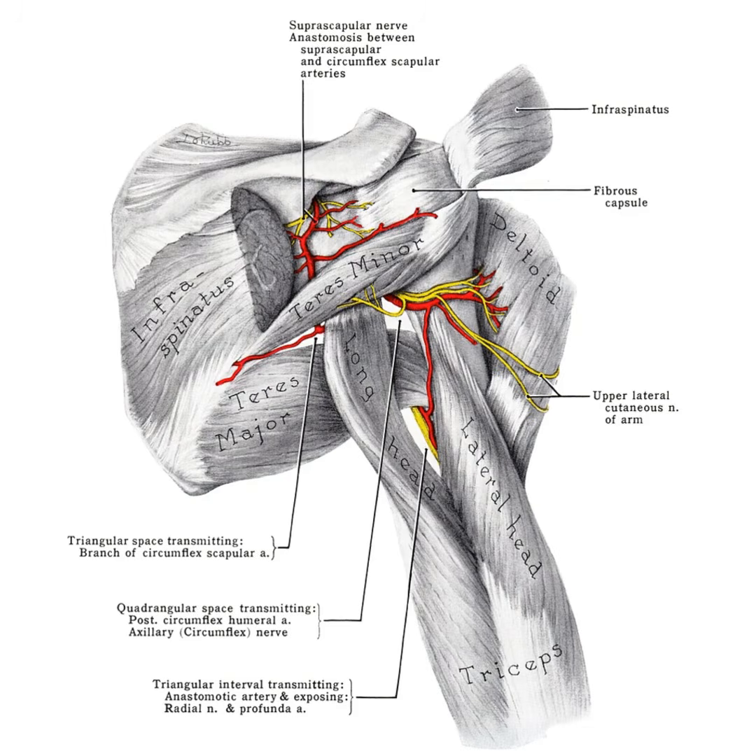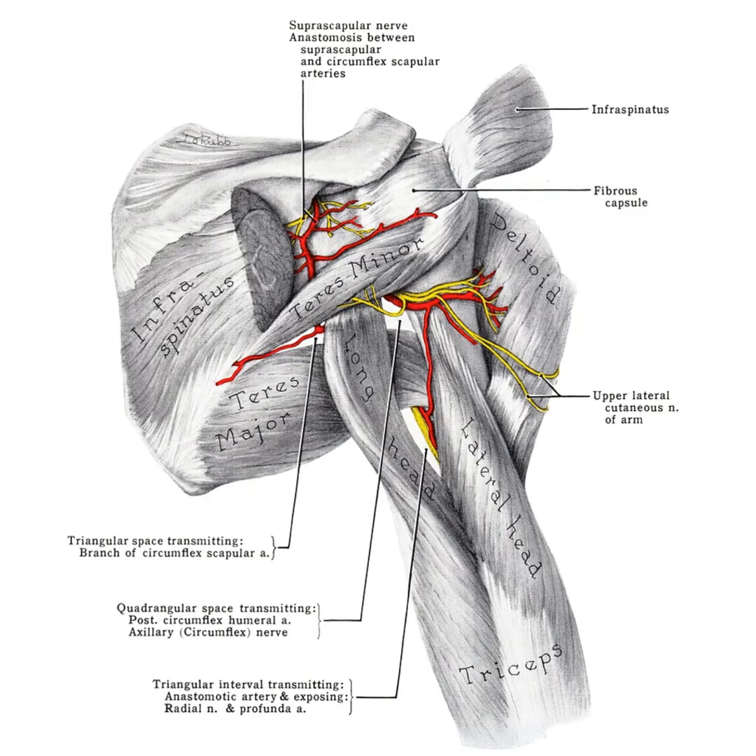The posterior shoulder contains three critical clinical portals through which neurovascular structures pass to transition from the axilla to the posterior arm and scapular regions. These spaces are defined by the intersection of the long head of the triceps brachii muscle with the teres major, teres minor, and humerus.